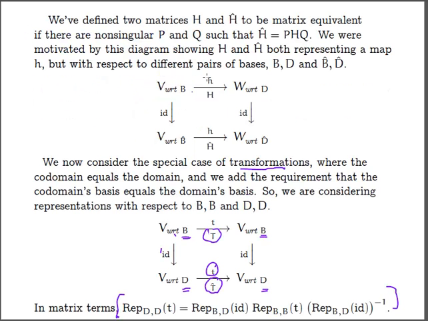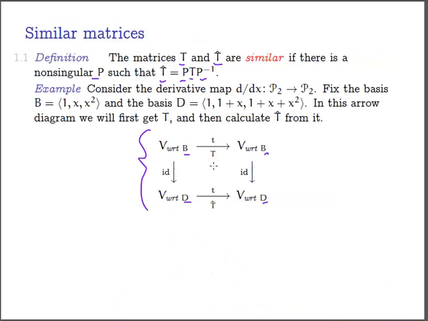Now if you look back here, this is just what we have. We have rep BD inverse over here, and here we have rep BD of identity. So the matrix here is the inverse of the matrix here, and vice versa. This corresponds to T. This corresponds to T hat. So if we let this matrix here be P, we have exactly this situation.